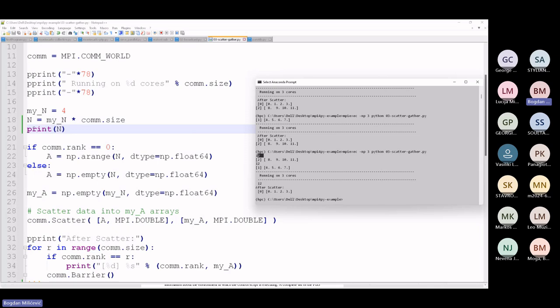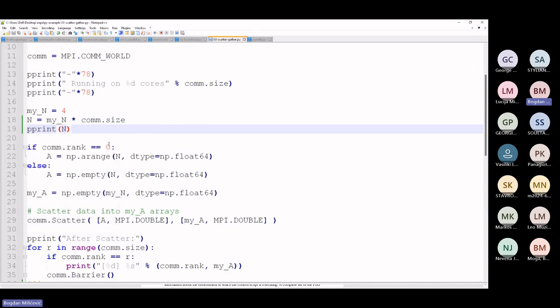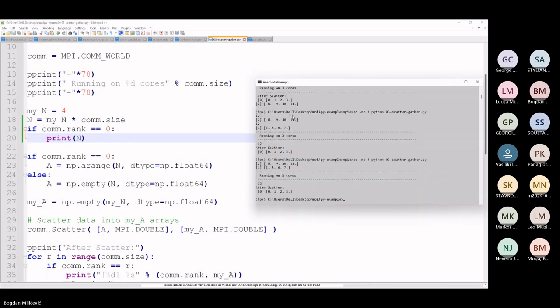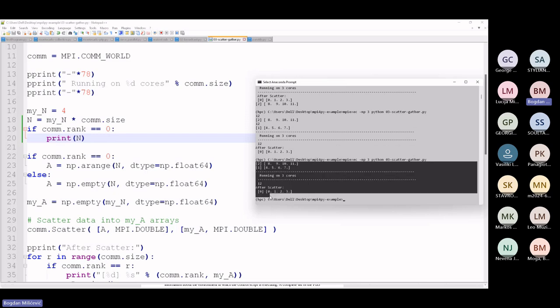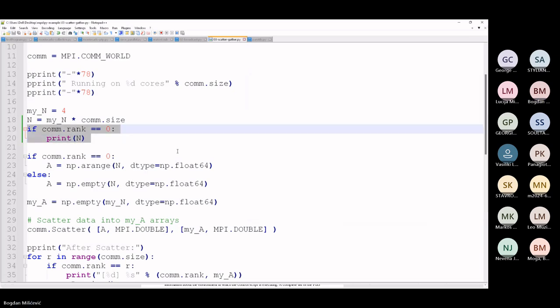If we wanted just a single process to print it, we could use that function pprint that we saw in a module, or we could say if comm rank is equal to 0, sorry, then print it. Of course, now just a single time we see 12 on the screen output. Okay, that's that part.